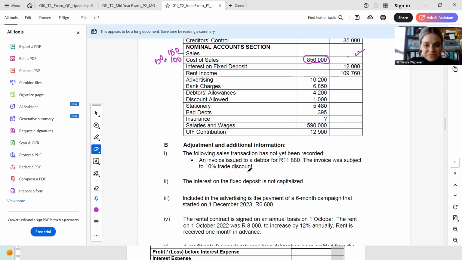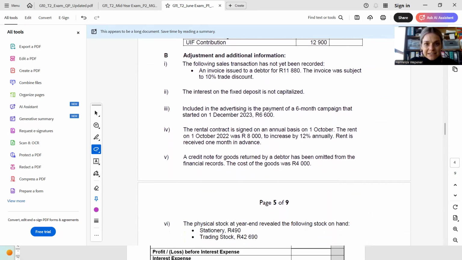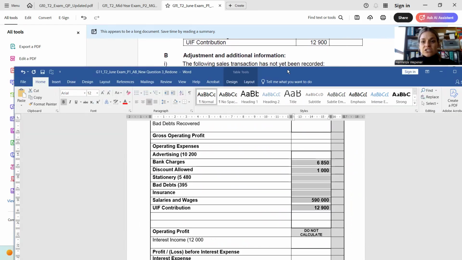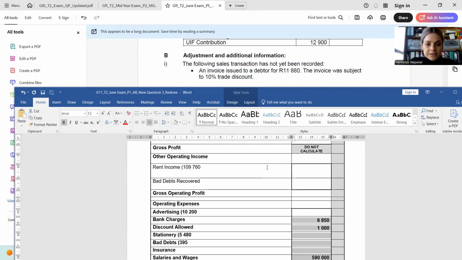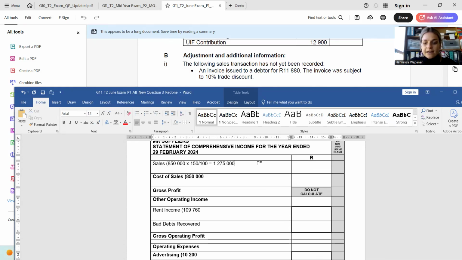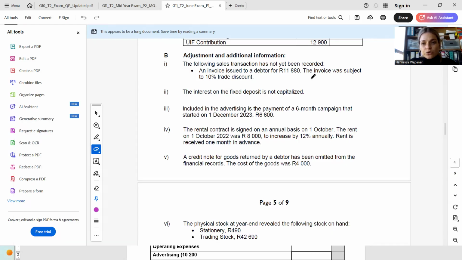Then moving on, adjustment number one says that the following sales transaction has not yet been recorded. In other words, please record the sales transaction, because it definitely occurred in the current financial year. It says that an invoice was issued to a debtor. In other words, I had more sales, and this debtor now owes me more money. So I go to sales and I say I have to increase sales by 11,888.